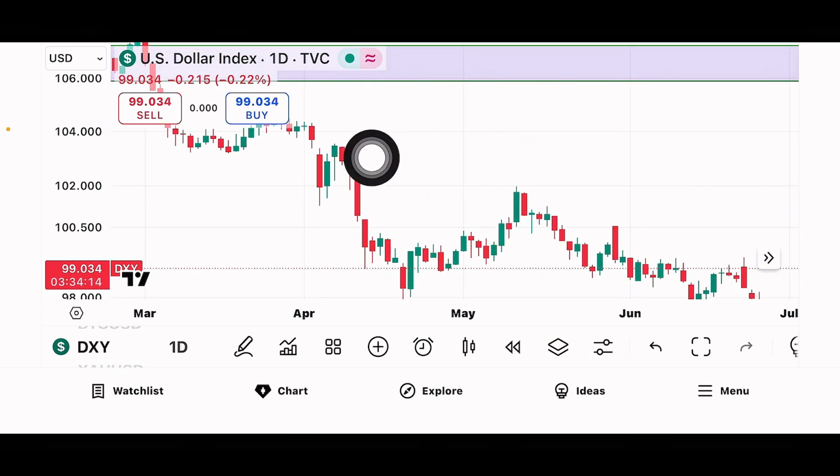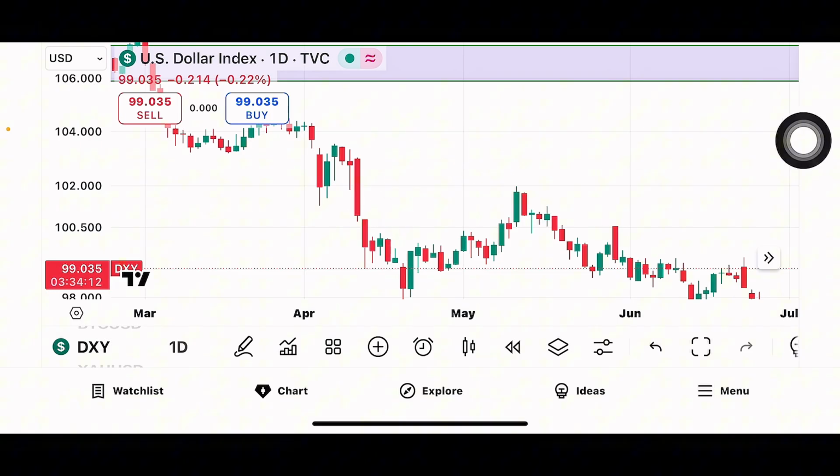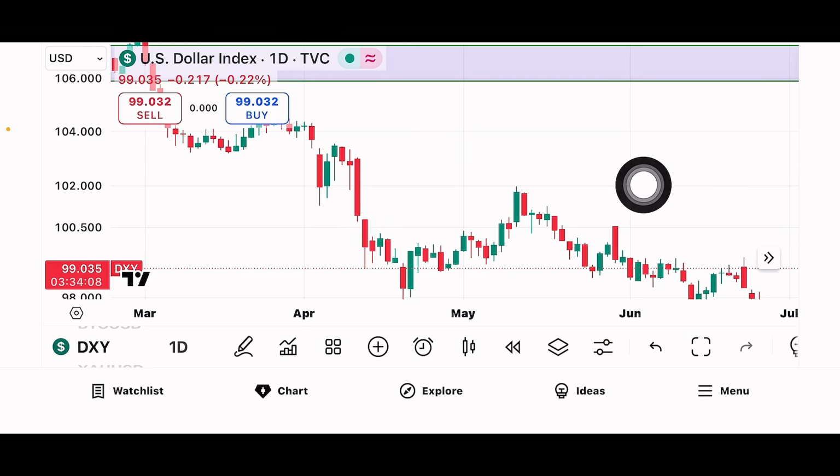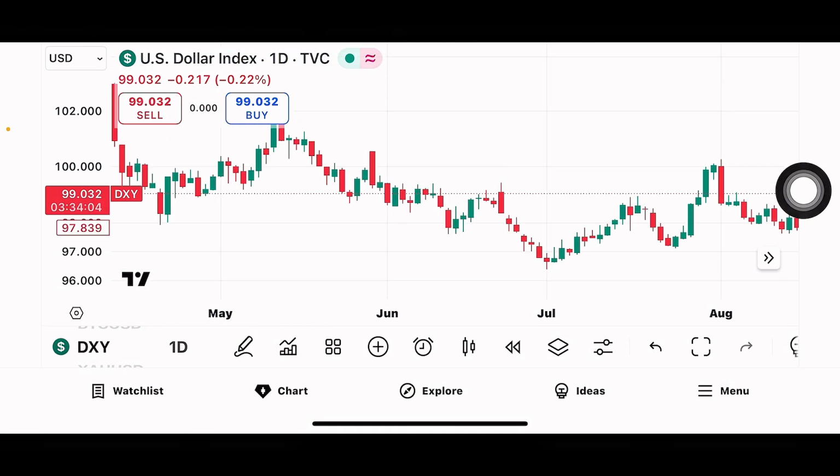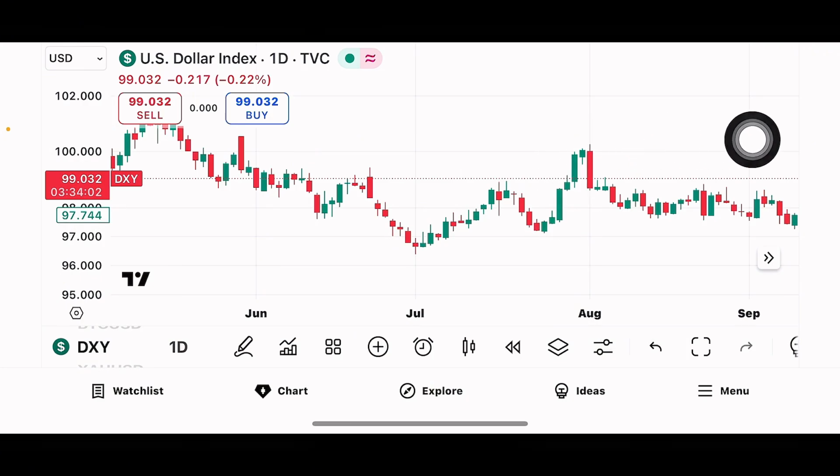Okay. So the red candles here are the bearish candle. That is the selling candle. These candles here, the blue ones, they are the buying candle or the bullish candle. You can see it. Okay.